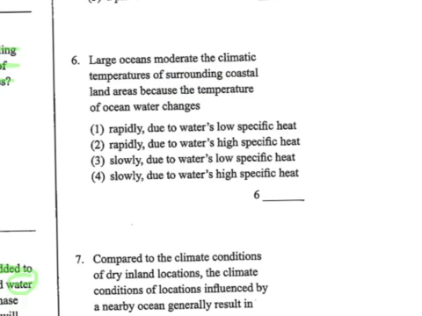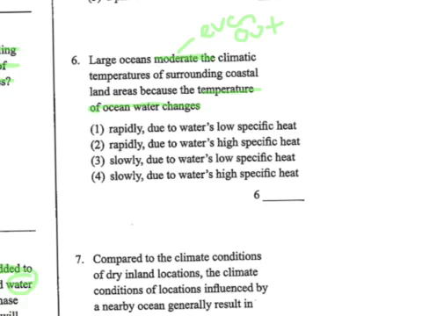Question 6. Large oceans moderate the climatic temperatures of surrounding coastal land areas because the temperature of ocean water changes. So when we read this, moderates means to even out. It means that it's making it more equal. So it moderates the temperatures of surrounding coastal land areas because the temperature of ocean water changes.